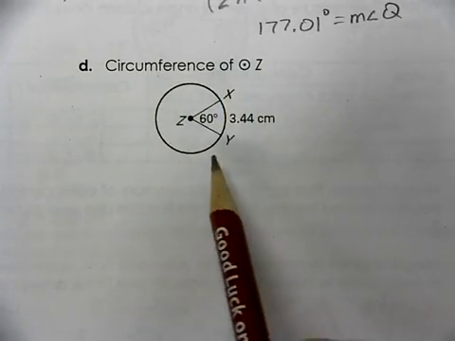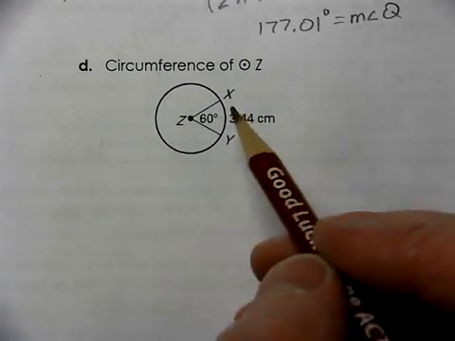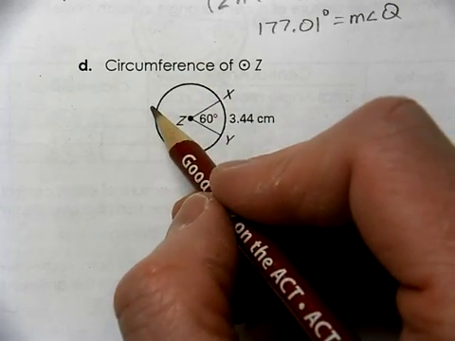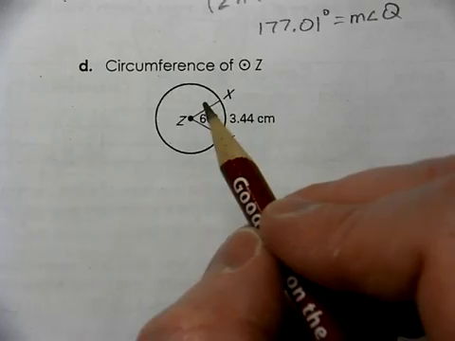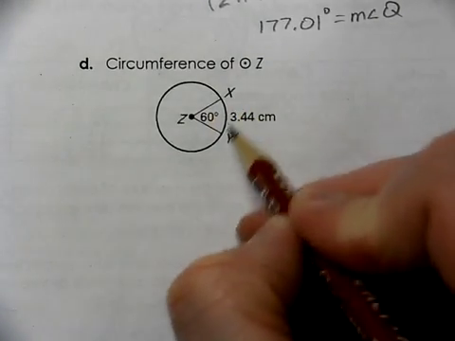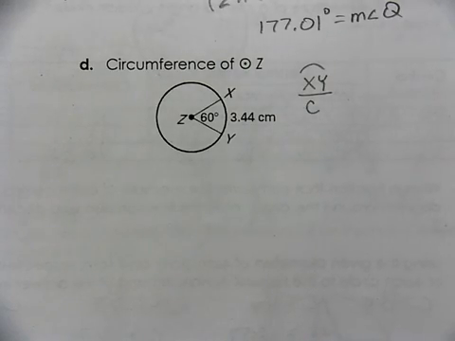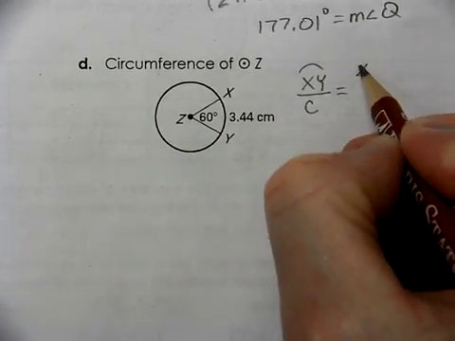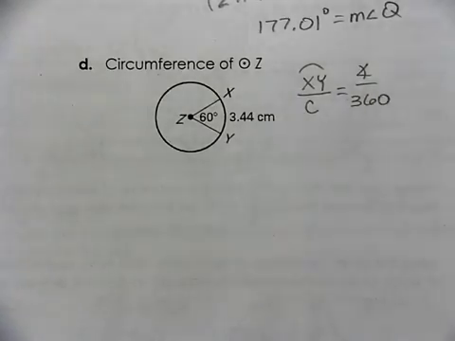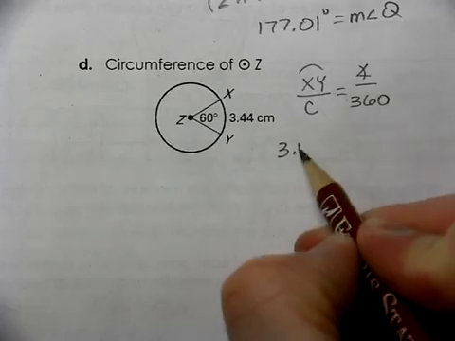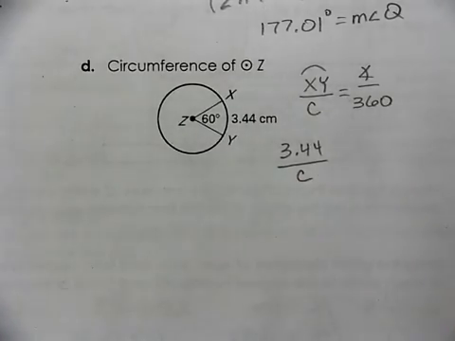Here we have the circumference of circle Z. Well, this time we're looking for circumference, a little bit different than what we've been looking for before. But remember what your formula is. Circumference is one of the parts. So we're working with x, y, that's your arc measure, over your circumference. And I'm just going to use a c this time rather than 2 pi r or diameter times pi. The central angle over 360. Well, we have 3.44 over c. We don't know what the circumference is yet. We don't know what the radius is either, because if we knew that, we could just use the circumference formula to calculate it. We wouldn't need the central angle or the arc.